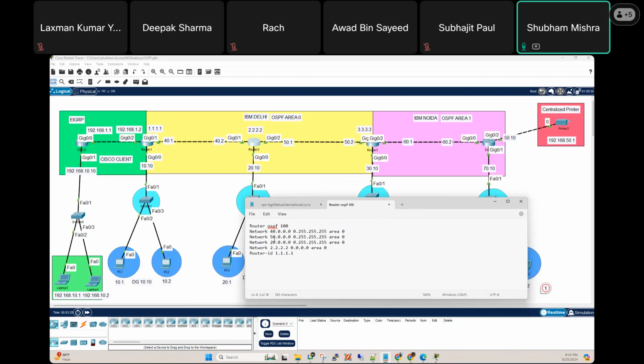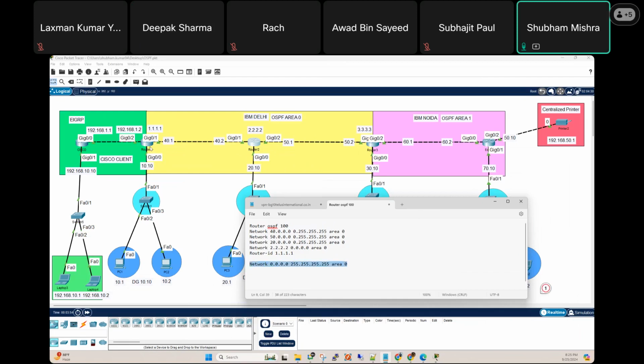Instead of writing the network commands individually, we can write only one command: network 0.0.0.0 with wildcard mask 255.255.255.255 and area 0, because we want every network in area number 0 and running in OSPF. So we can write it like this also.